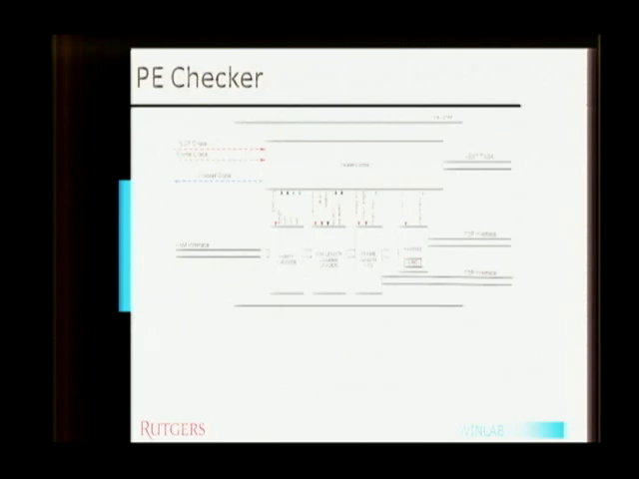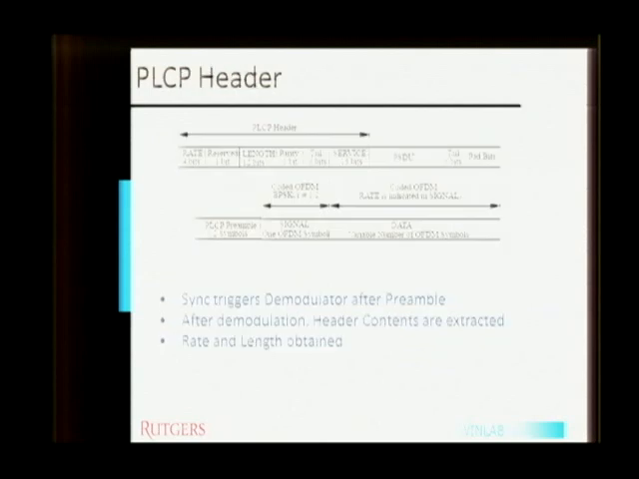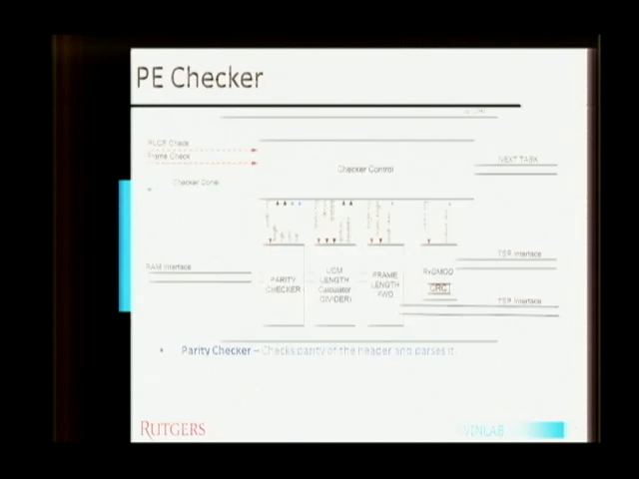Checker is a simpler block. What it does is there's a parity checker for the header. This parity checks the header that comes in, the PLCP header. This is again from the standard. The synchronizer detects an OFDM frame and sends this information to the demodulator. And here we come to know about the length and rate of the frame that is coming in. So what the checker does is it stores that rate and the length information in the register map.